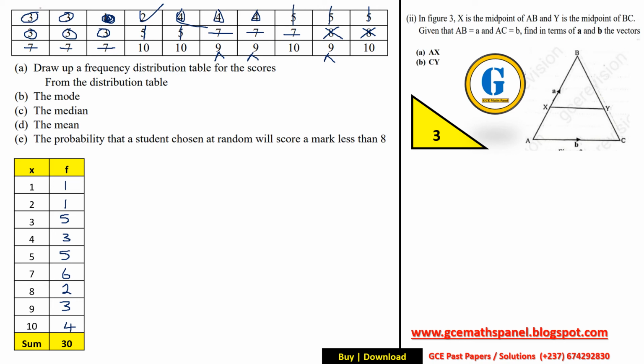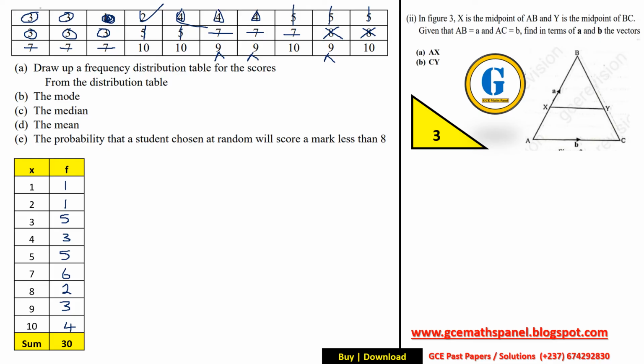Now we sum all of this and see if it's going to give us 30. 1 plus 1, 2, plus 5, 7, plus 3, 10, plus 5, 15, plus 6, 21, plus 2, 23, plus 3, 26, plus 4, 30. All right, so this gives us 30.